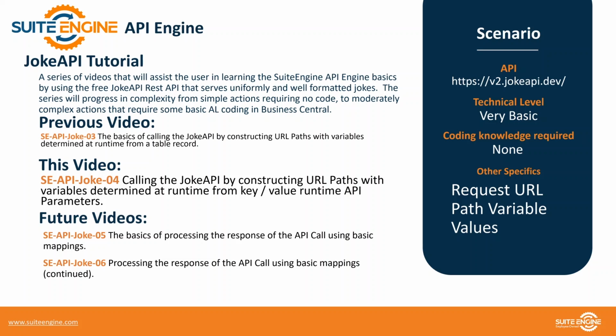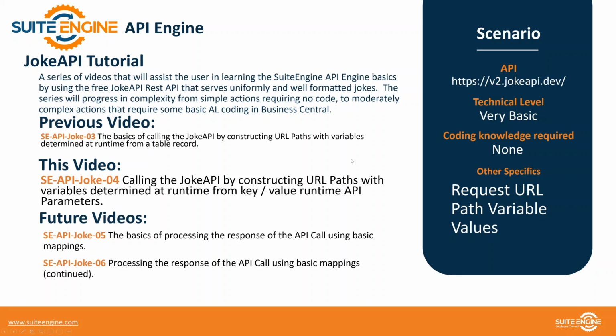In this video, our fourth video, we'll continue constructing the URL paths with a variable determined at runtime, but this time we'll specify a key value runtime parameter. So think of, if we had a coding solution where we could prompt the user for the number of jokes that we wanted to retrieve, how to pass that to the API function so that it will retrieve that number of jokes. Future videos from here will start to see what we can do with the response of the data that we're getting back from the API call.